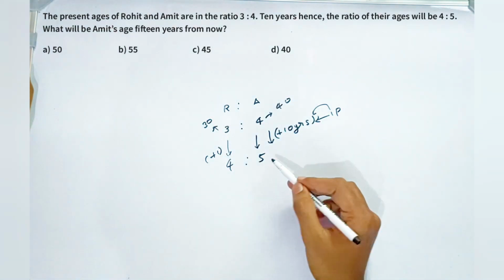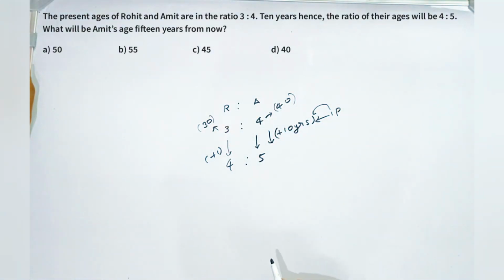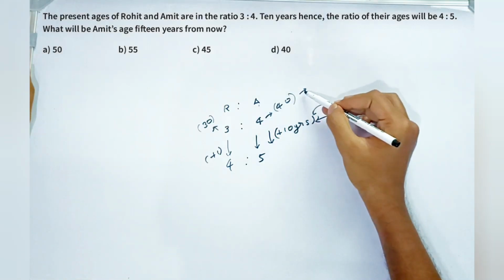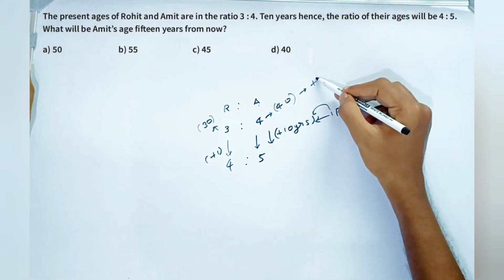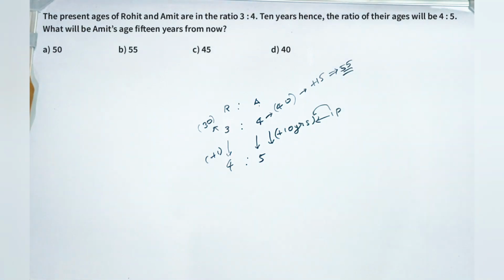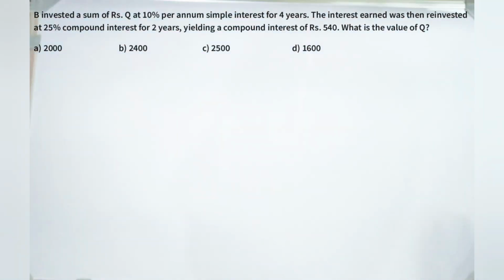3 parts would be the 30. Okay, and these are the actual ages of Rohit and Amit. In the question it is given that we need Amit's age 15 years from now. This is Amit's age. We have to calculate 15 years after, which means 40 plus 15 is 55. So 55 is the answer. Okay, going to the next question.